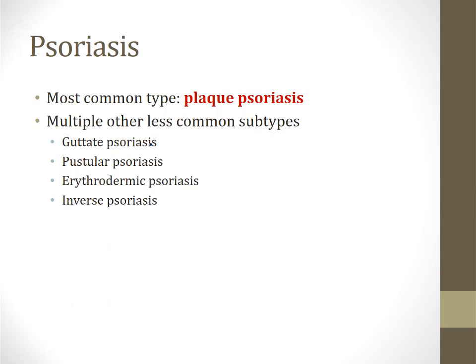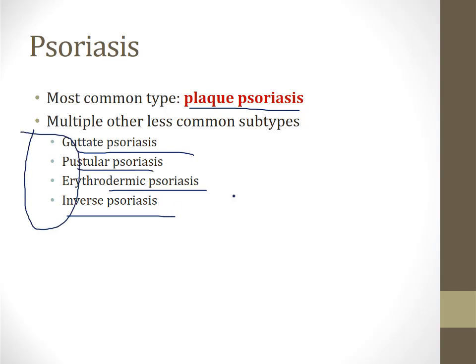There are several subtypes of psoriasis. The most common subtype is plaque psoriasis. That's what we've been talking about up until this point in this video. But you should be aware that there are other less common subtypes that look different. These include guttate psoriasis, pustular psoriasis, erythrodermic psoriasis, and finally inverse psoriasis. You can read about all these subtypes if you wish.